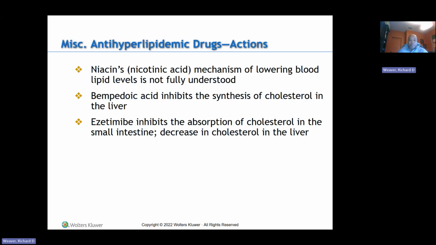Now, the bempedoic acid, this drug actually inhibits the synthesis or the making of cholesterol in the liver. So that's how it works. And the ezetimibe inhibits the absorption of cholesterol in the small intestine. All right. And this will lead to a decrease in cholesterol in the liver. Right. Because if you don't absorb it in the intestine, it's not going back in the body. Instead, it's going out in the feces.